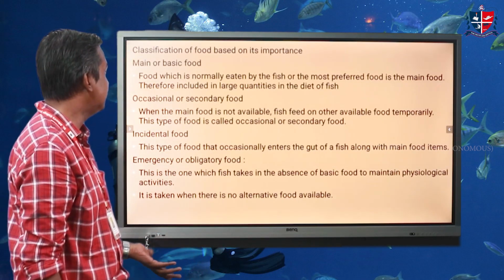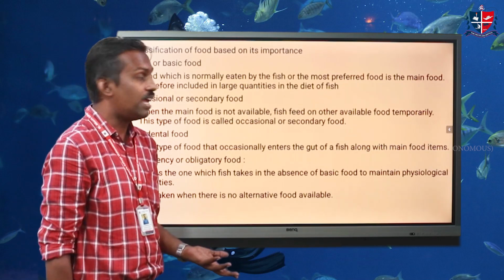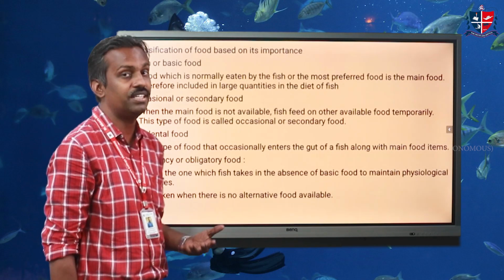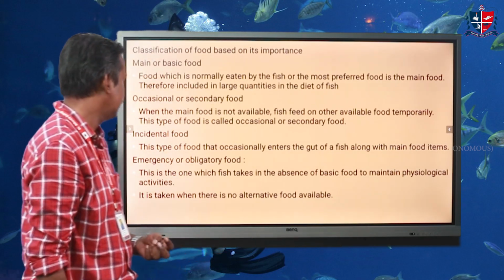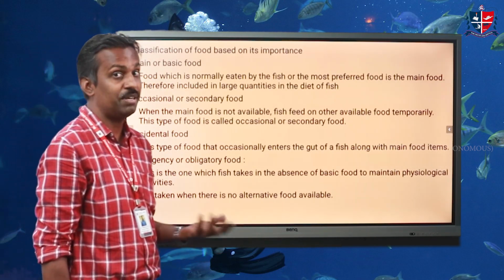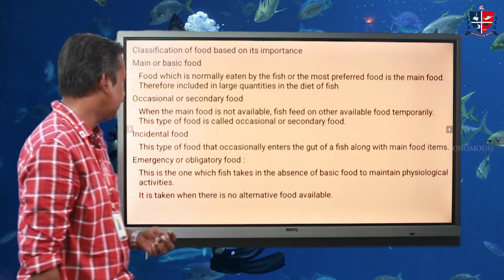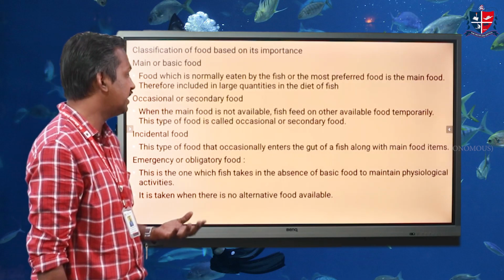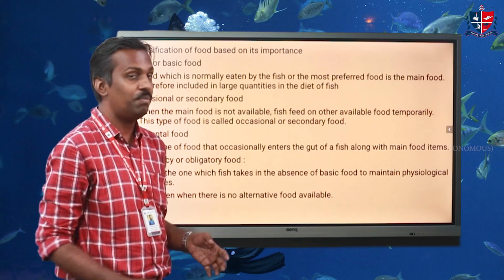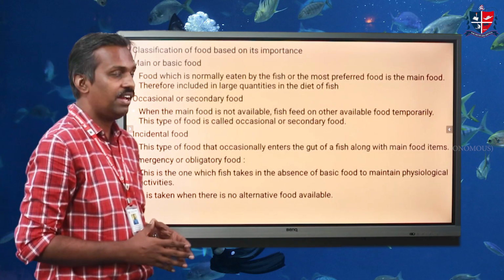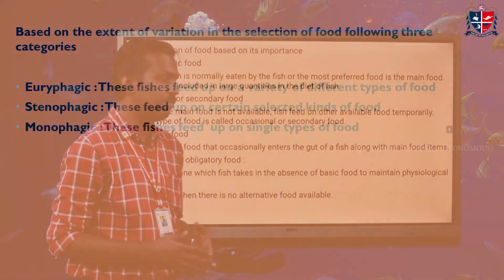The third one is incidental food. This type of food occasionally enters the gut of the fish along with the main food items. The fourth one is emergency food. This is also called obligatory food. This is the one which a fish takes in the absence of basic food to maintain its physiological activities. It is taken only where no alternate food is available.